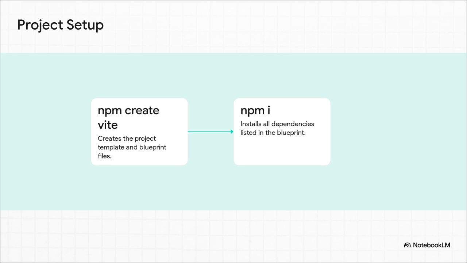That first command, npm create vite, that's like laying down the architect's blueprint for our house. It gives us the whole basic file structure. And the second command, npm i, well, that's like calling in the trucks to deliver all of our construction materials, all the libraries and packages we need.